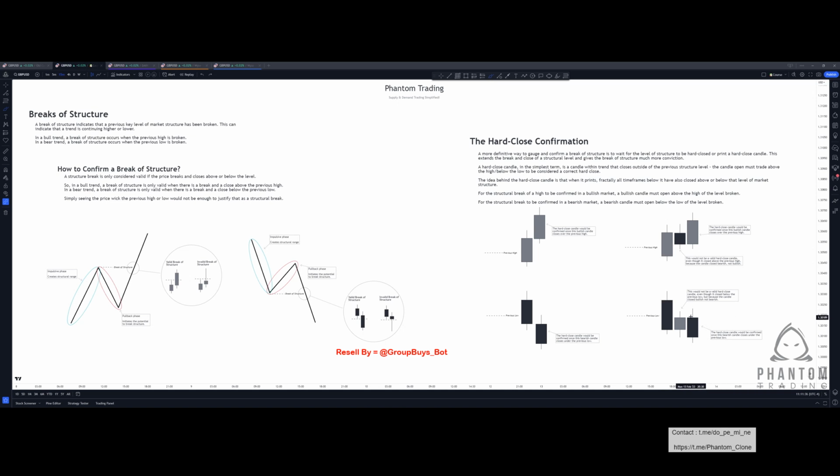The next candle that prints is a bearish candle that opens below the previous low and closes below the previous low, which confirms that the structure has indeed been broken and we have hard closed below the previous low. And again, the concept of the hard close candle is just to confirm that all timeframes below that previous low have actually closed below the previous low. And it's that extra confirmation that a break of structure has taken place in the market.